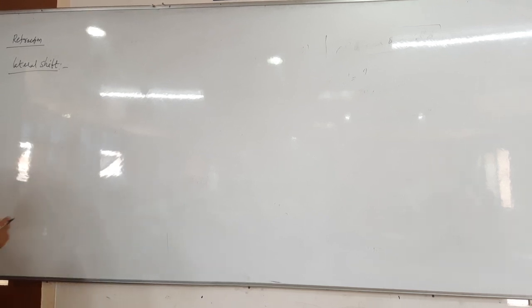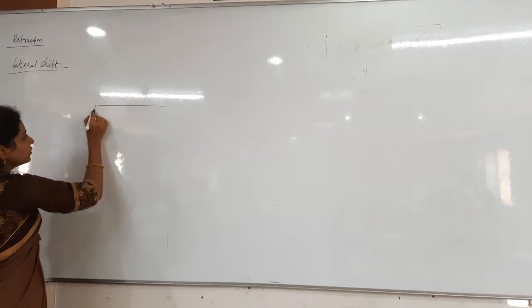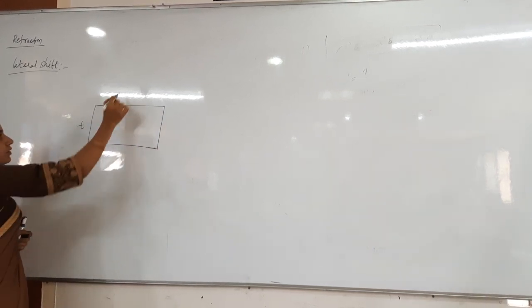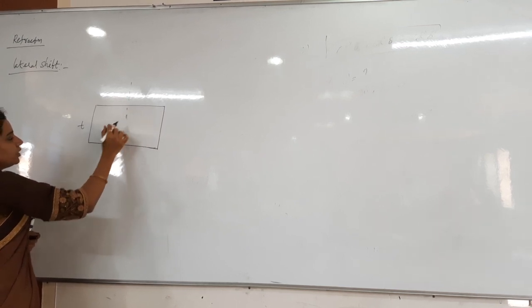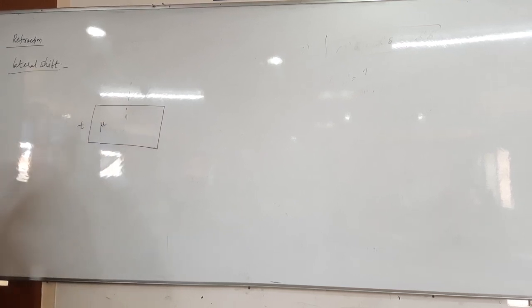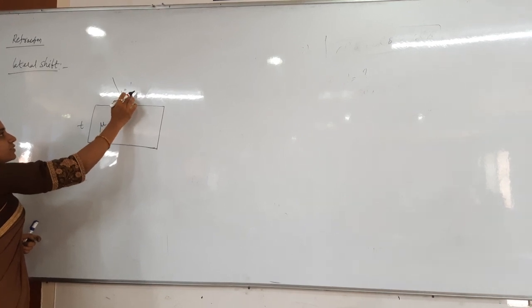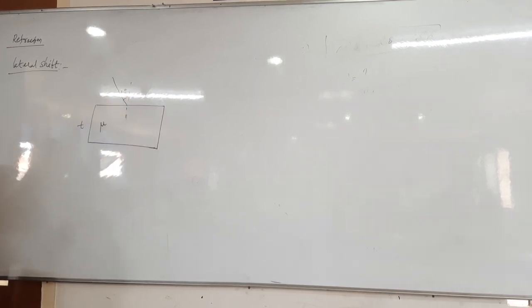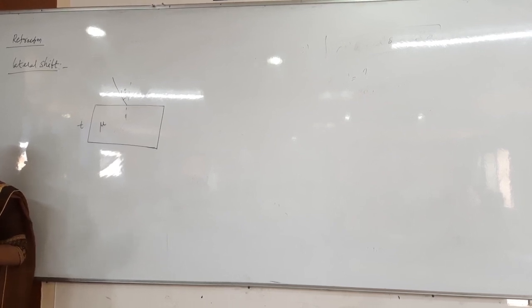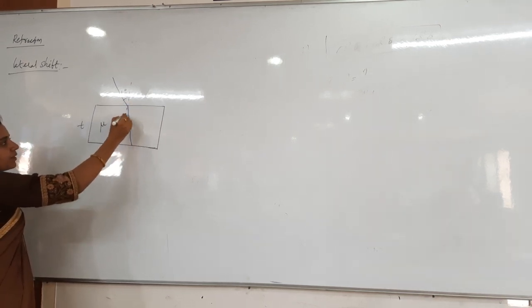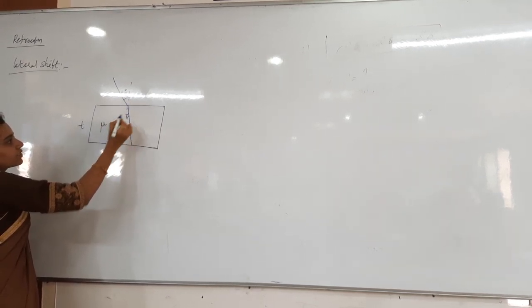So for that purpose I will take a glass slab of thickness T. Here this is one boundary, and the glass slab has refractive index mu. One ray is incident on the glass slab with angle of incidence i. The ray is entering from which medium to which medium? Rarer medium to denser medium. Automatically it bends towards the normal. This is the angle of refraction.